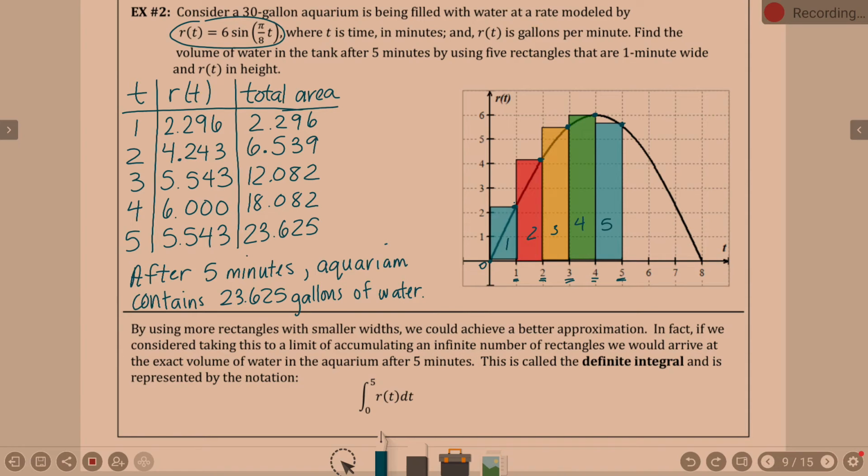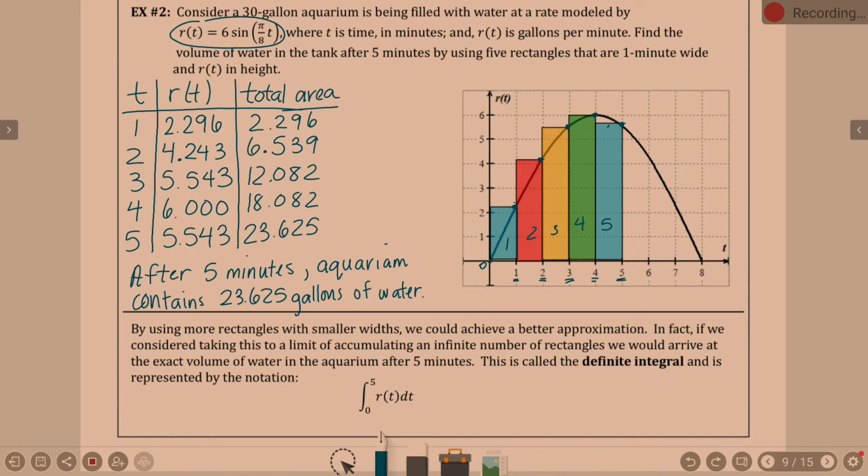We talked about circumscribed versus inscribed earlier. This is an example of an inscribed rectangle because it's totally under the curve, right? Whereas these all are examples of circumscribed rectangles. Not that they're all outside of the curve, but that they do extend outside of the curve. Again, I'll give you more vocabulary as we go. By using more rectangles with smaller widths, we could achieve a better approximation.